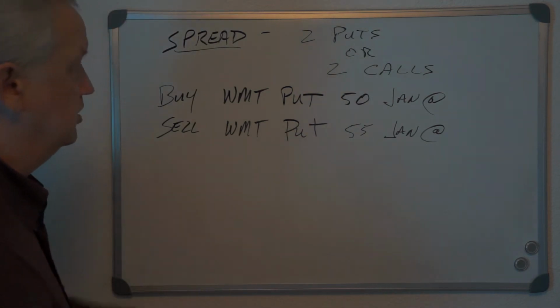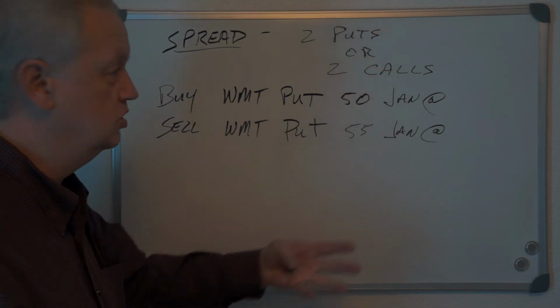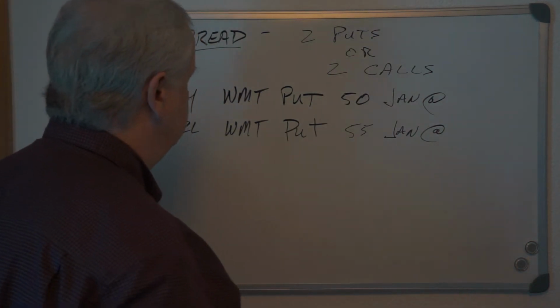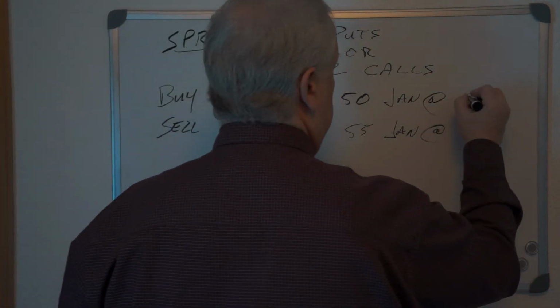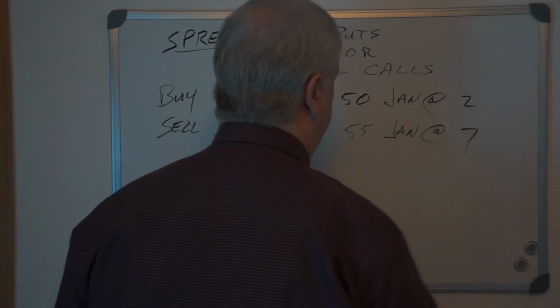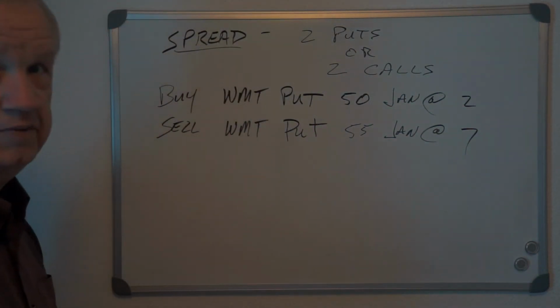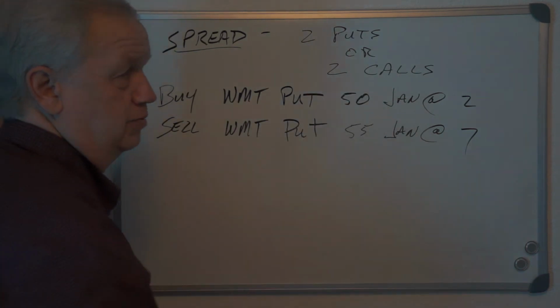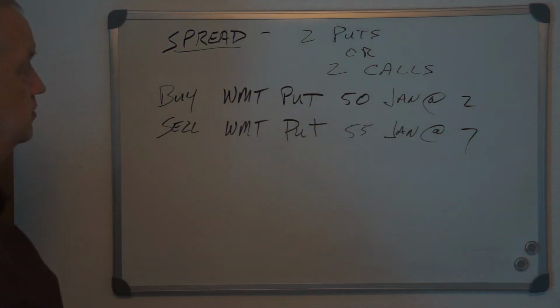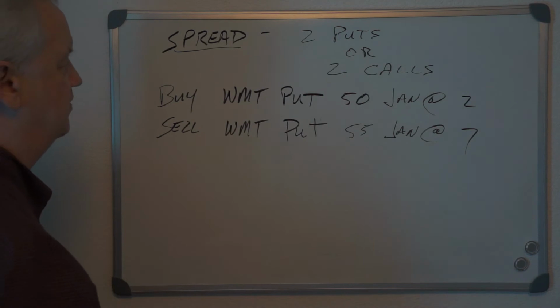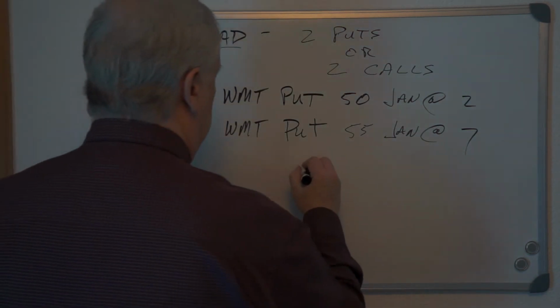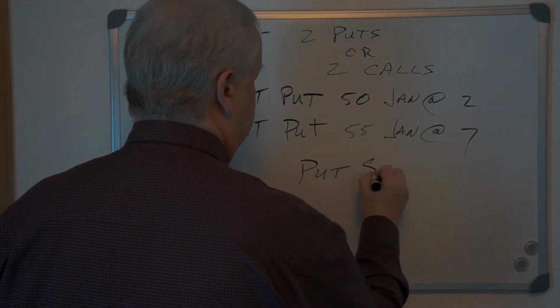Okay? The time value is the same. So that's not a factor. So let's just make it up. Let's say that this is 2 and then this is 7. It's logical because there's $5 difference in the performance there. It could be less. So let's identify this. Right now, we know that this is a put spread.